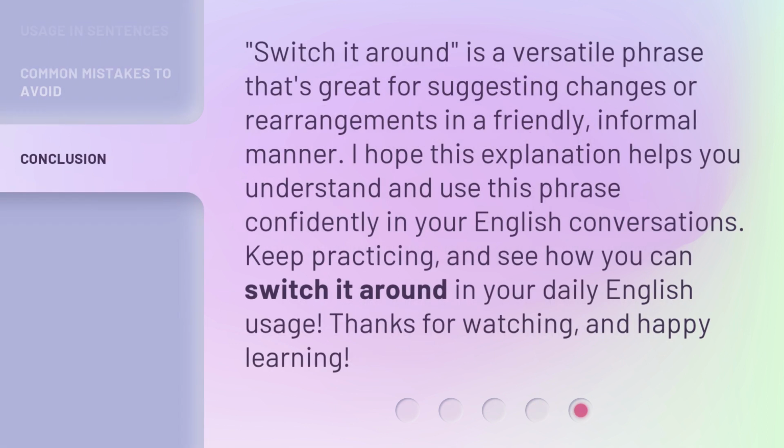Switch it around is a versatile phrase that's great for suggesting changes or rearrangements in a friendly, informal manner. I hope this explanation helps you understand and use this phrase confidently in your English conversations. Keep practicing, and see how you can switch it around in your daily English usage.